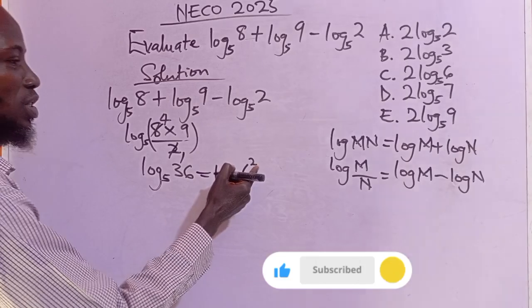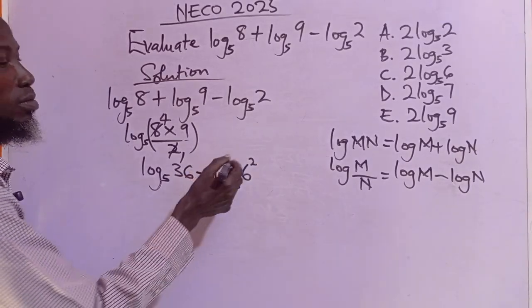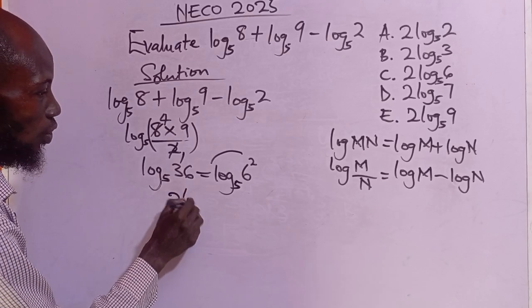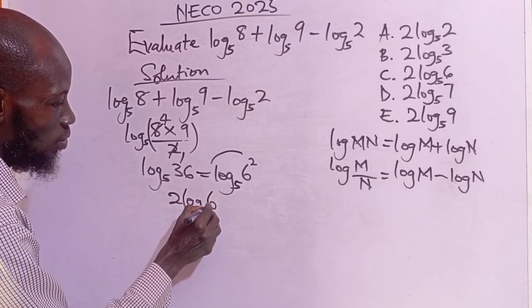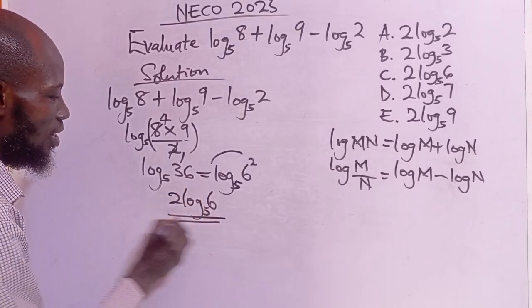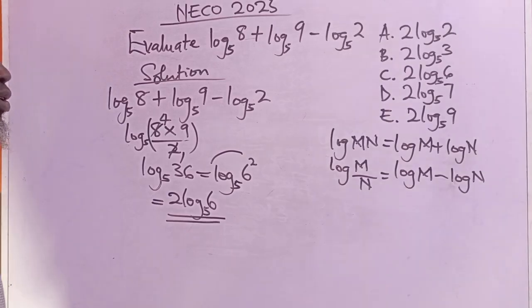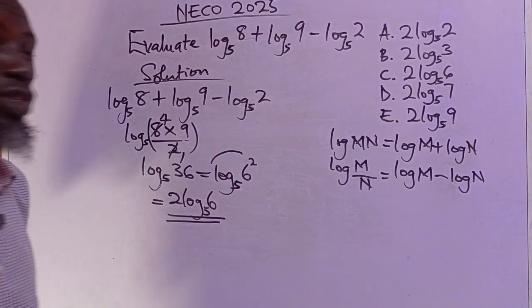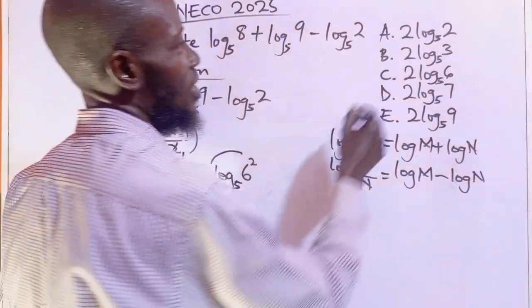So, now, this, we transfer it back here. So, we are going to have 2 log 6 to base 5. And that is the solution to this problem. So if you look at the options, the correct option there is option C.